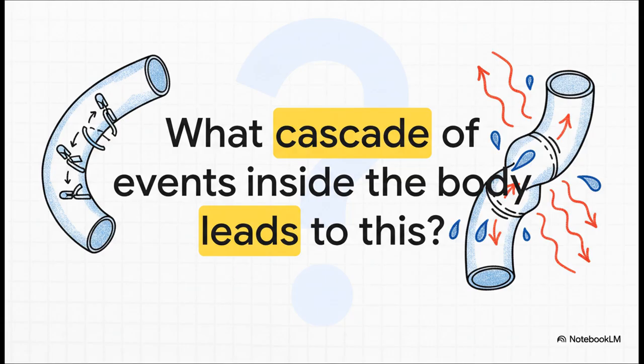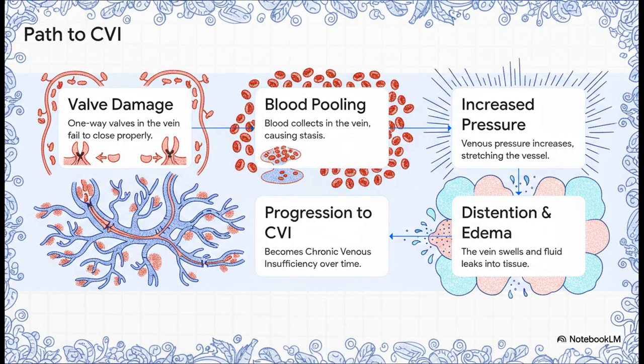It's really a story about failing gates and pressure that just keeps building up. It all kicks off with the valves inside our veins. Think of them like tiny one-way doors. When they get damaged, they don't shut properly. And what happens? Blood starts to pool up. We call that venous stasis. As that blood just sits there, the pressure inside the veins starts to climb, and that pressure stretches out the vessel walls. This high pressure then literally pushes fluid out into the tissue around it, and that's what causes edema. Let this dysfunctional cycle go on long enough, and it progresses into what we call chronic venous insufficiency, or CVI.